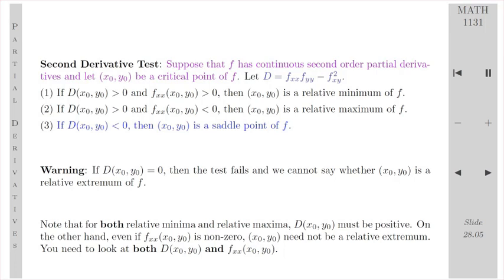If the discriminant is zero, then the test fails. Any of the three possibilities can happen. There are other possibilities as well. Deciding between these is very hard, so we will just ignore that.